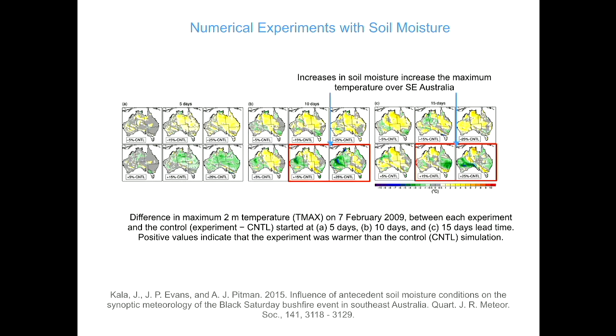Now, when they decrease the control soil moisture by 25%, you get an increase in the temperature, but it's nowhere near, it's not as strong.